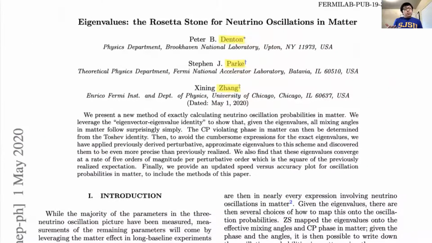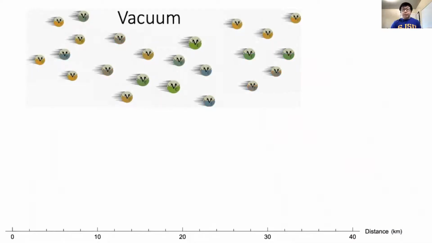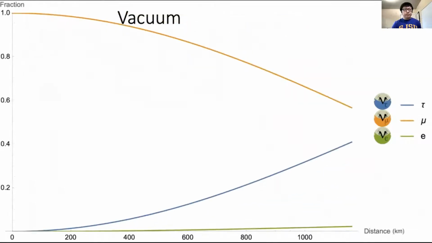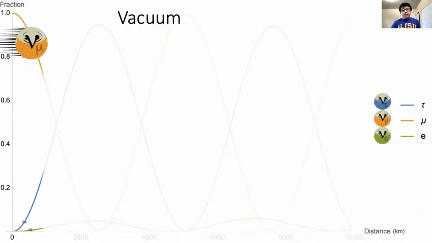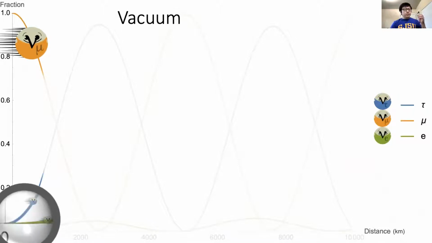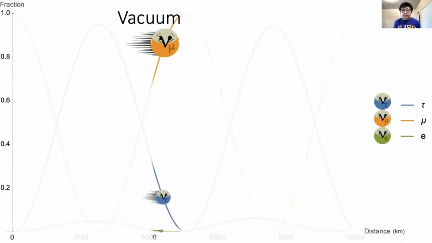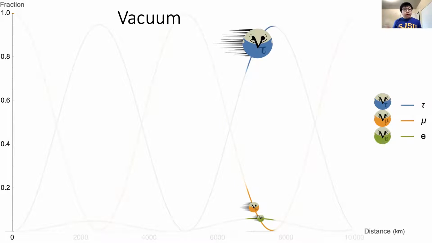Building off theoretical models by Denton, Park, and Zhang, we plot on the x-axis the distance a group of neutrinos that are traveling through vacuum. On the y-axis, we plot the fraction that are electron, muon, and tau flavors. We started off with 100% mu neutrinos and 0 the others. And depending on where we make our measurements, we'll get different fractions. For example, 80% mu, 20% tau, or 85% tau, 10% mu, and 5% E.